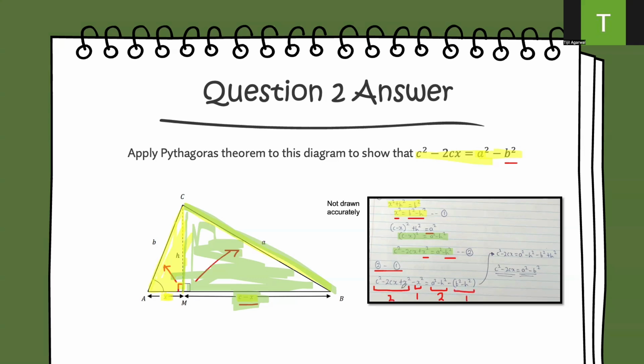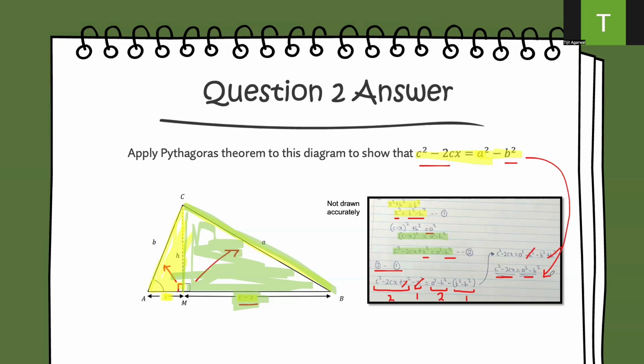Right? Now x squared minus x squared just cancels out. And then if I expand this bracket here, we get a squared minus h squared, minus b squared, plus h squared, since minus times minus h squared is plus h squared. Okay, so we've got the left-hand side exactly as we want it now: c squared minus 2cx. And we've also cancelled out this h squared. And we've got the right-hand side the same as well. And that's our solution. So that's how we have applied Pythagoras theorem to show that.